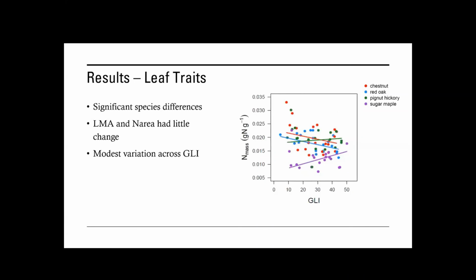Finally, we have the results of our mass-based nitrogen analysis, showing that there were some significant changes across GLI, with chestnut and red oak decreasing and sugar maple increasing. But overall, these nitrogen results and LMA tell us that there is comparably low leaf morphological plasticity across species and across a GLI gradient.